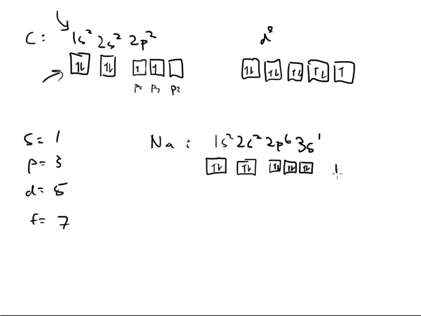And then finally, 3s. Well, S only has one option, and there's only one electron that's there, and that's all alone. Poor thing. Don't you feel sorry for it? So there's the electron configuration, and there's the electron configuration showing all of the principles that we've talked about up to this point.